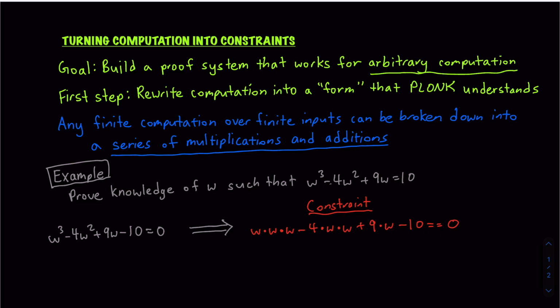Notice the pattern? Both examples follow the same idea. We start with the computational statement and rewrite it as one or more algebraic constraints. Now that we've got a feel for how to translate arbitrary computations into constraints, we're ready to explore the next step, structuring these constraints in a way that PLONK can work with.